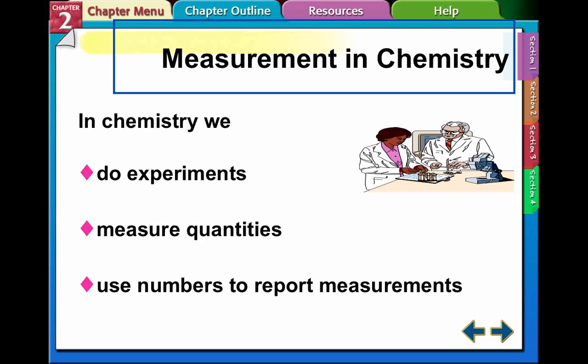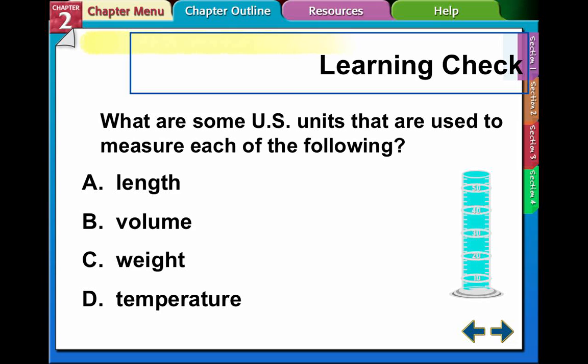Okay, so as I said before, in chemistry we do experiments and we collect data. Collecting that data, we measure quantities, and we need those quantities to analyze what we're trying to answer in the lab. So we need to be comfortable with those measurements.